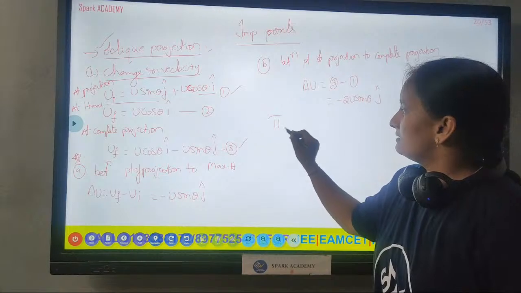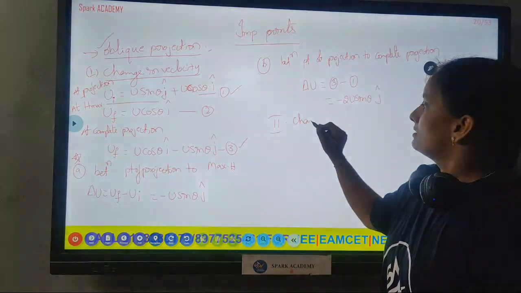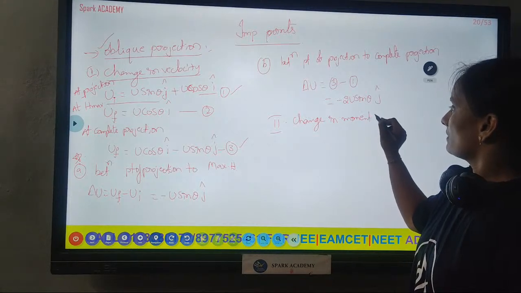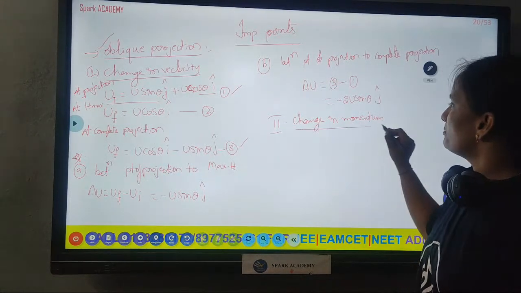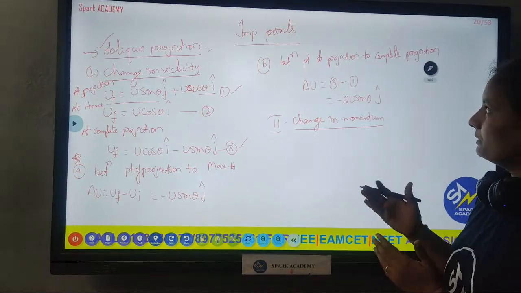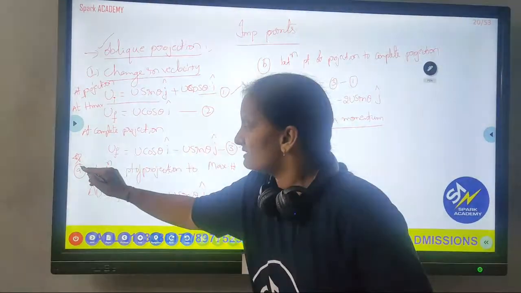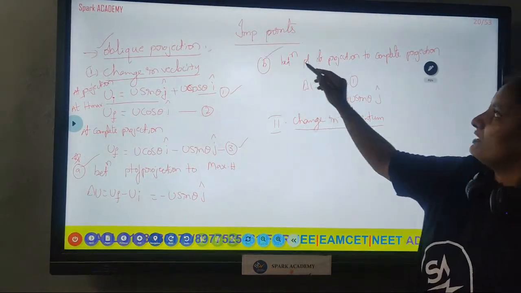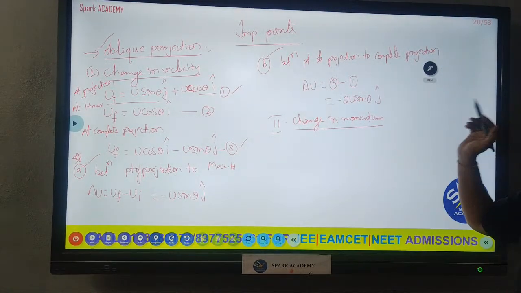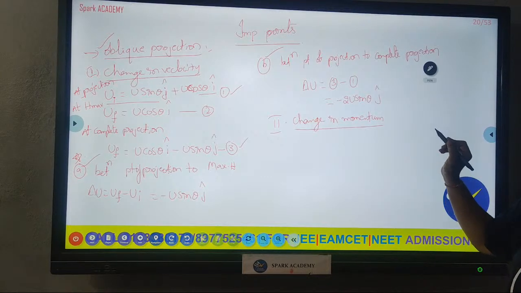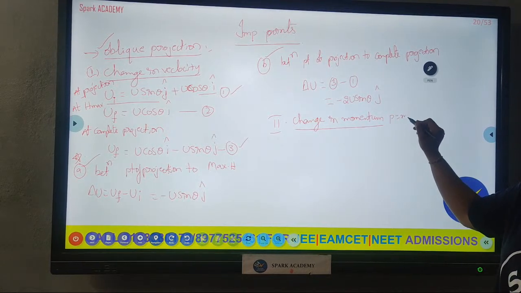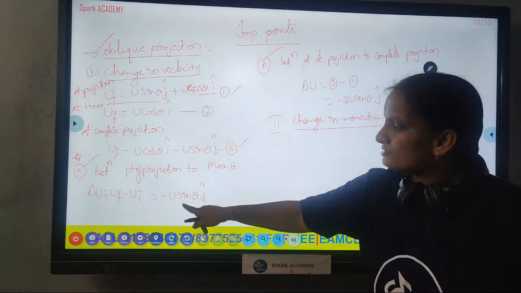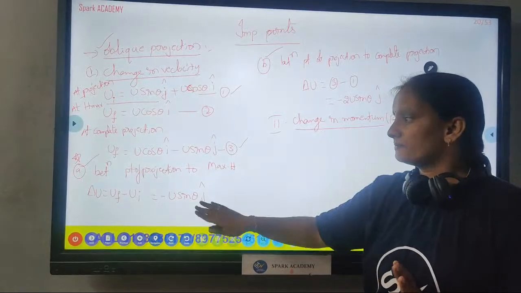And next, if they ask change in momentum, at the same cases, between the point of projection to maximum height and between the point of projection to complete projection, what is the change in momentum? The momentum formula is mass into velocity. You just multiply these results with the mass.